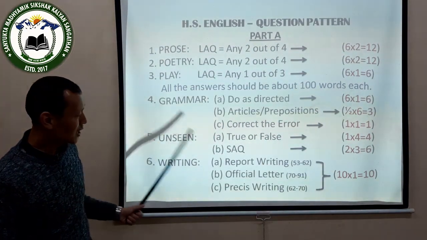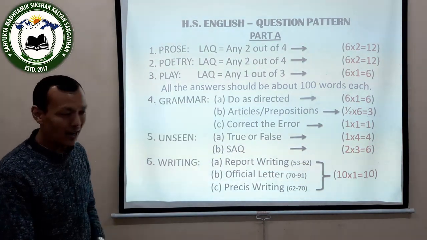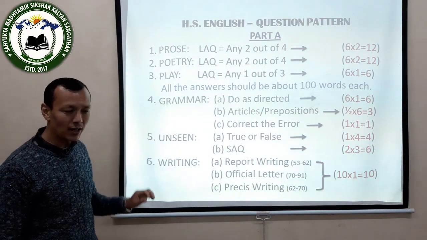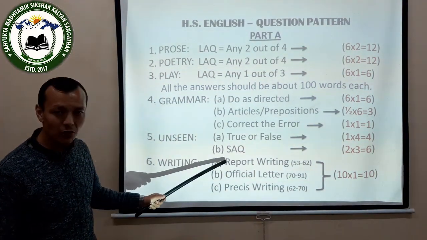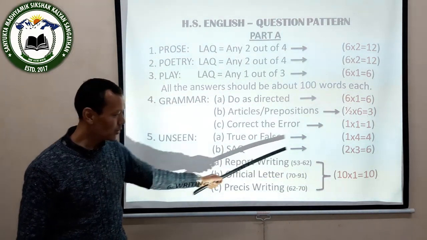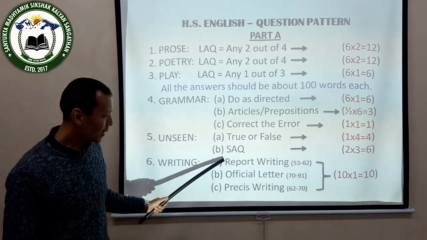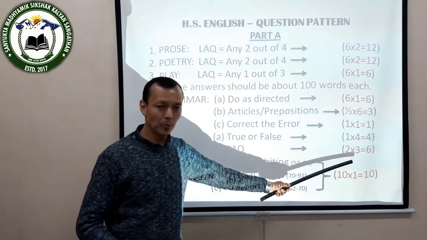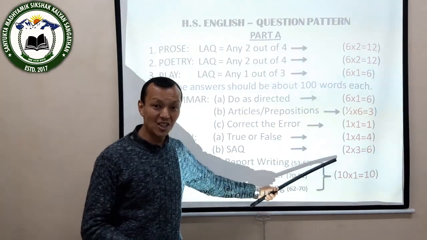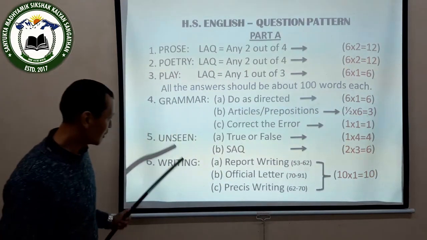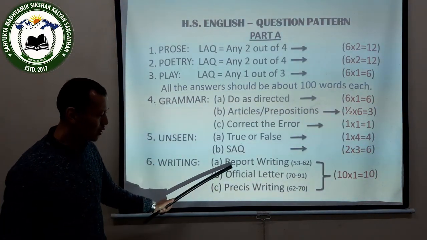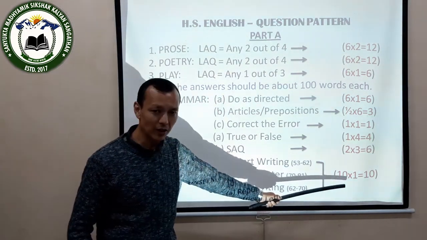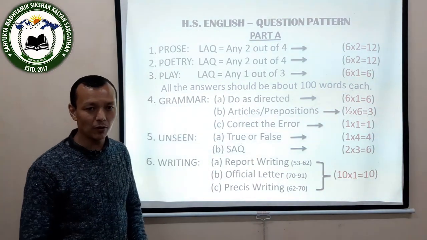And then the grammar section carries a total of 10 marks. Unseen portion, you'll get an unseen comprehension. These are the two kinds of questions that will be asked: true or false, 1 mark each, 4 sentences; and SAQ, short answer questions, there'll be 3 questions in the paper, each answer carries 2 marks, so total 6 marks. So your unseen portion is 10 marks. Then the writing section: report, official letter and press writing, you have to choose one, out of these 3 you have to do any one, and it carries 10 marks. So that is part A of your question paper.